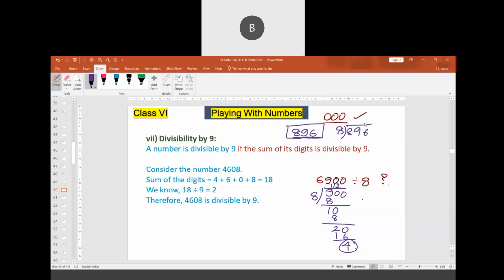Yes, sir. Divide. 8 ones are 8. Now 1, 2, 96 is there. 8 ones are 8, 8 elevens are 88, 16 remains. 112. Exactly, it is divisible now. Yes, it is divisible, sir.